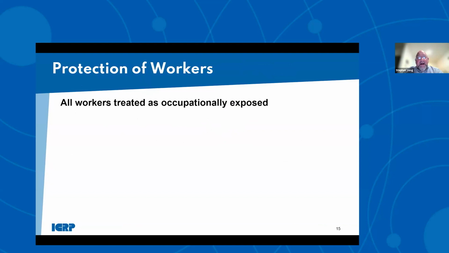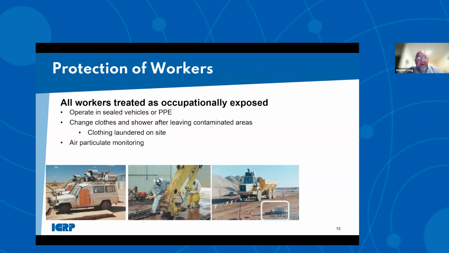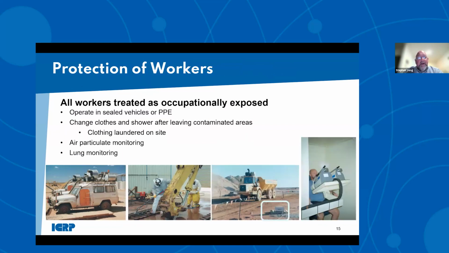Throughout the project, all workers were treated as occupationally exposed. So they operated in sealed vehicles with positive pressure cabins and HEPA filtration. They were required to change clothes and shower after leaving contaminated areas, and the clothing was laundered on site. There was air particulate monitoring throughout the remediation program, and all the workers received monthly lung monitoring assays to ensure that they had no uptake of contaminated material.